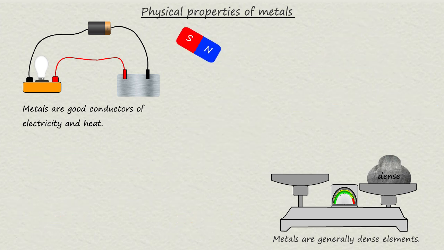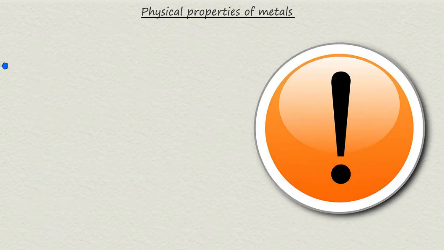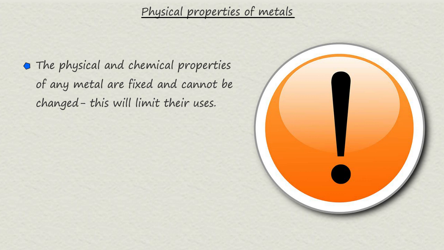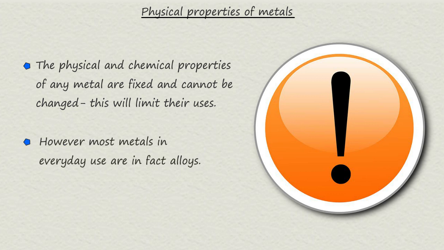However useful metals are, you should be aware that any particular physical property of a metal is fixed and cannot be changed. This will ultimately limit the use of a particular metal, since the particular property of the metal may not be suitable for the job or need at hand. But luckily, this is where alloys come in.